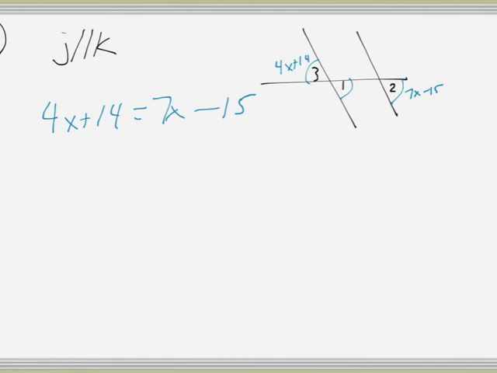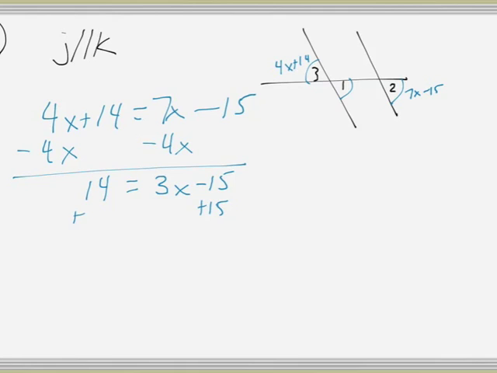And then we need to solve this algebraically. Several things we could do to start it out. I'm going to subtract 4x because I like to move the x's and I like to keep them positive. But moving something else is okay as well. Then I'm going to add 15 to both sides. And then I'm going to divide by 3.